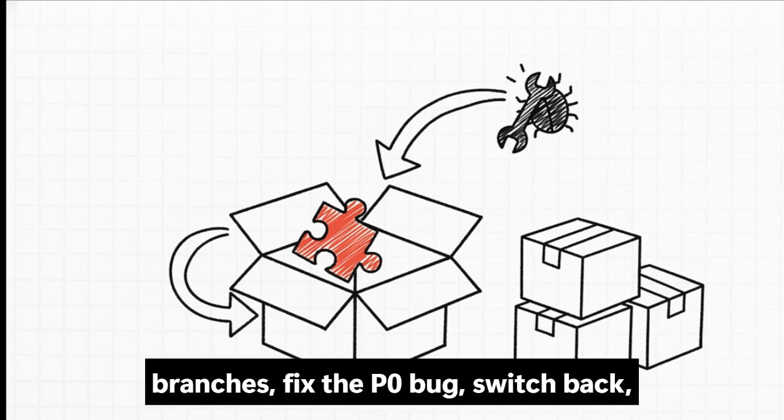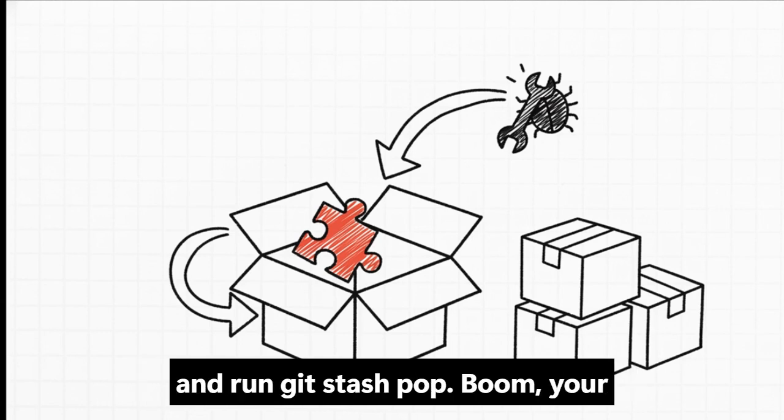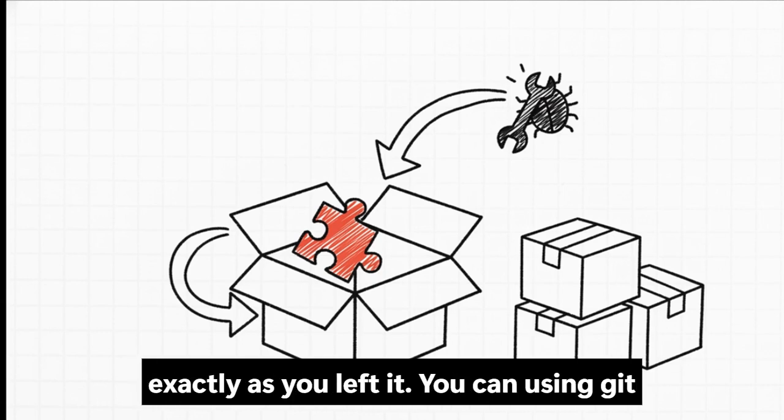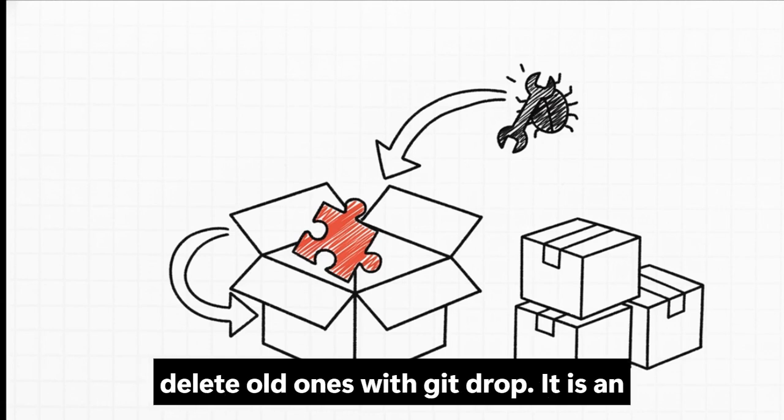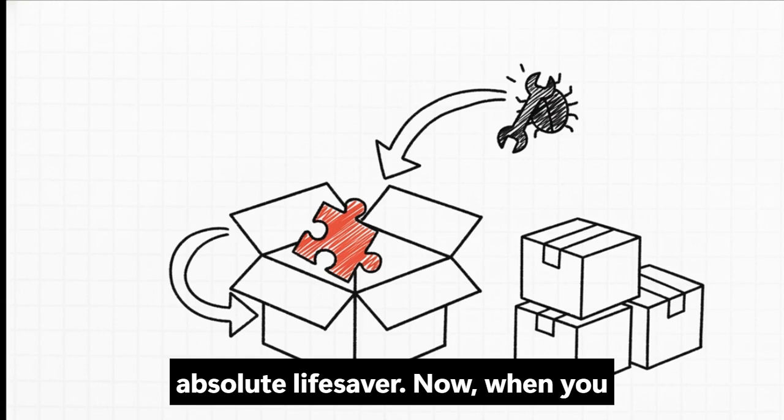You switch branches, fix the P0 bug, switch back, and run git stash pop. Boom. Your half-finished work is restored perfectly exactly as you left it. You can manage multiple stashes using git stash list, apply them with git stash apply, or delete old ones with git stash drop. It is an absolute lifesaver.